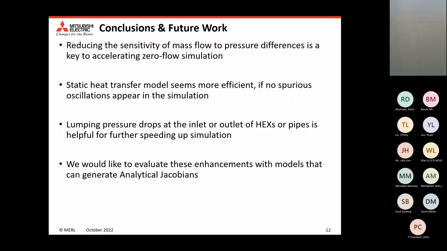So finally, we would like to evaluate these enhancements with models that can generate the analytic derivatives, because there's a paper from 2020 which talks about how analytic derivatives can improve the simulations. So we would like to do further study in that area.